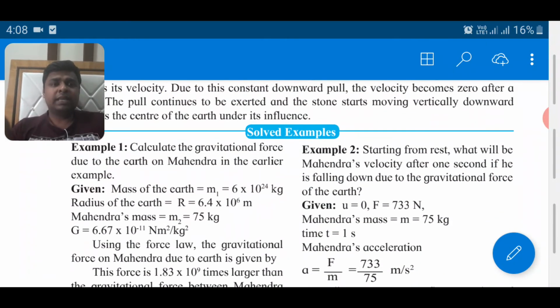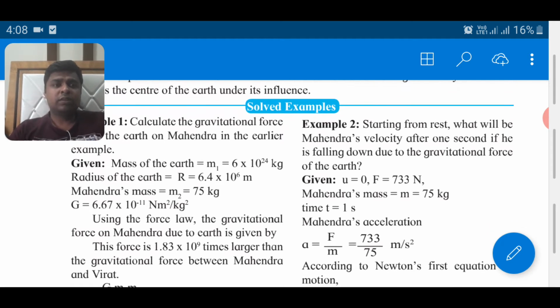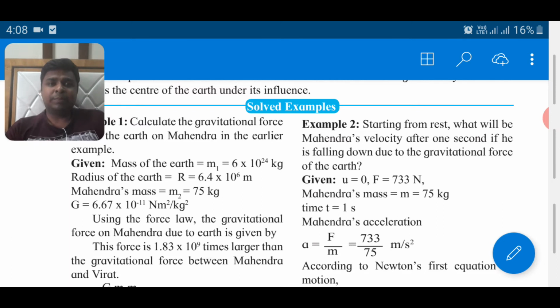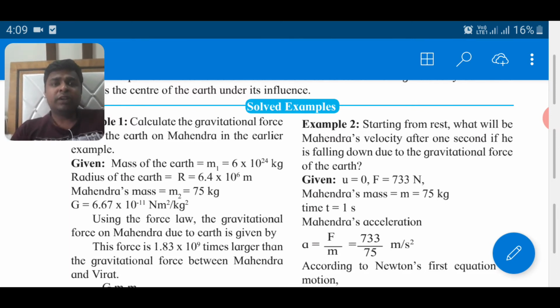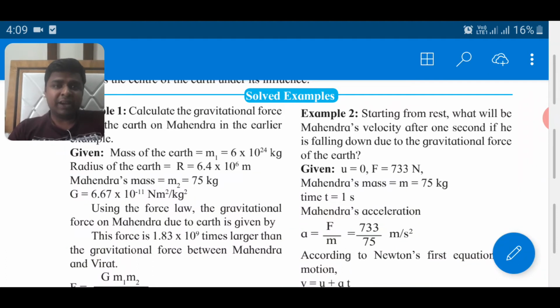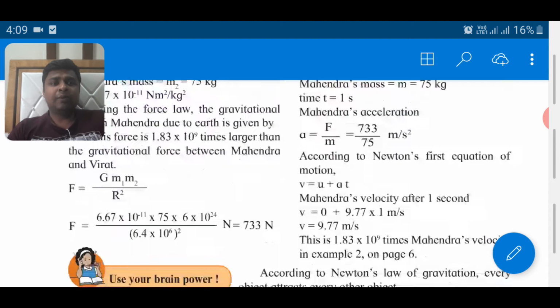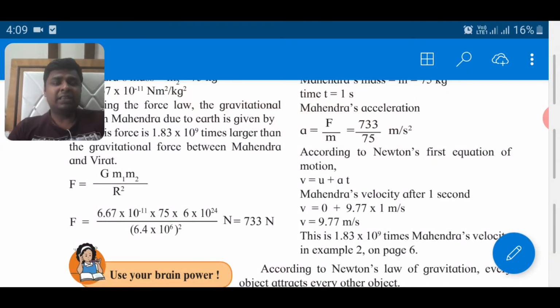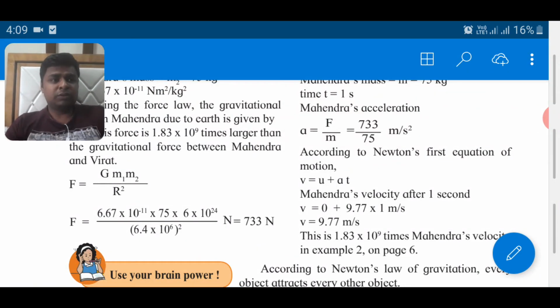Now let us go to the next example, that is, calculate the gravitational force due to earth on Mahendra in the earlier example. Earlier we were talking about Mahendra and Virat. Now we are talking about Mahendra and earth. We have to calculate earth's gravitational pull on Mahendra. So we put the values: mass of earth, radius of earth, Mahendra's mass, and the gravitational constant G. We get the answer 733 Newton. So that is the force.